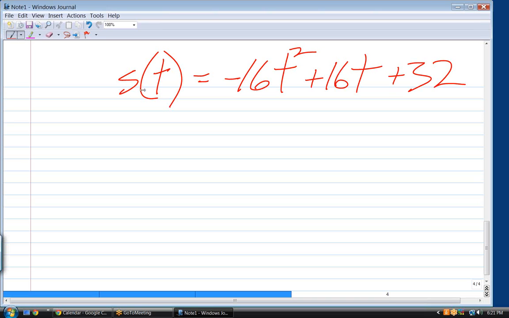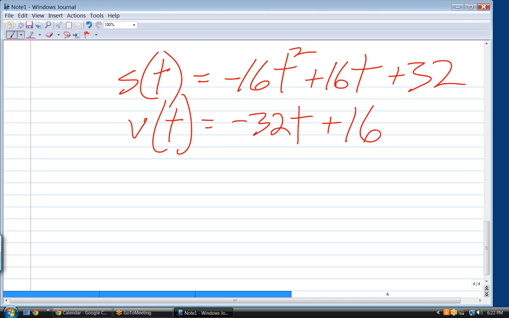Well, let's go on. You've probably been taught that velocity is the first derivative of position, right? So what is v of t? In other words, v of t is the first derivative of s of t. So apply the power rule. Let's come up with v of t. Negative 32t plus 16. And that's going to tell you your velocity at any point in time. In other words, when he leaps at t equals 0, his velocity is going to be 16 feet per second.